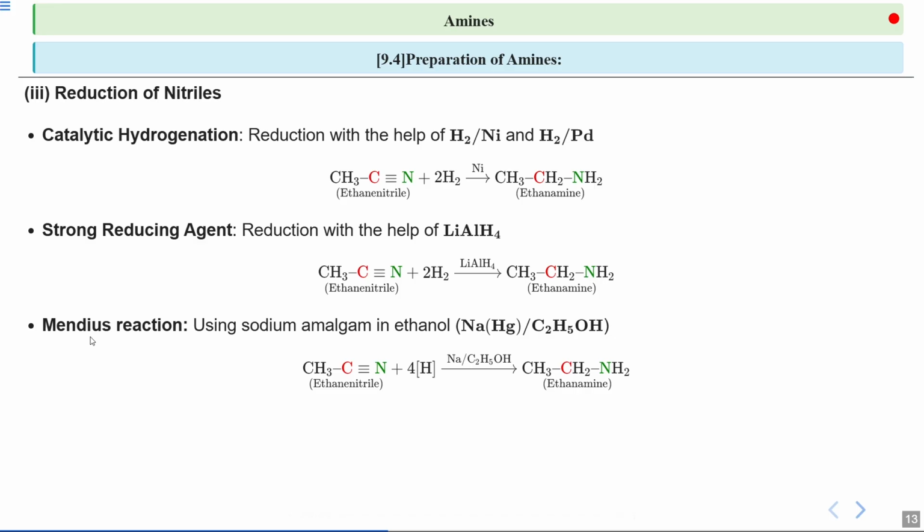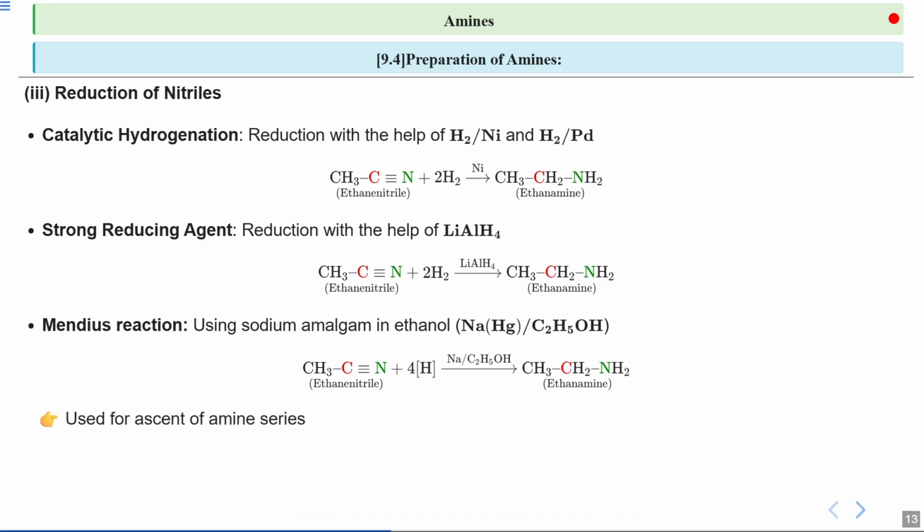So if you look at this reaction, we have ethane nitrile, carbon triple bonded to nitrogen, plus 4 hydrogens with sodium in ethanol. It gives us ethane amine. So here the sodium amalgam and ethanol supply the hydrogen which is needed for this reduction. Okay, so here this nitrile is reduced to this amine, that is ethane amine. So this method is especially useful in laboratory settings.